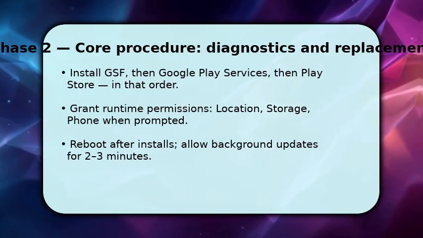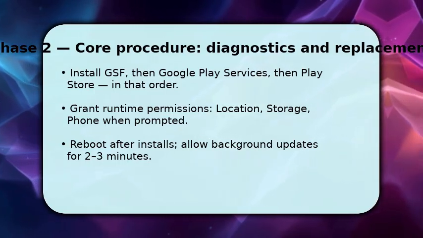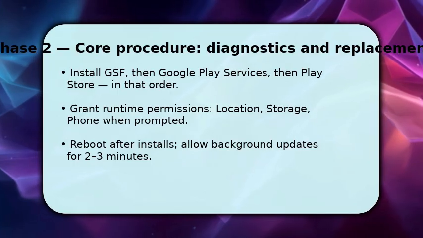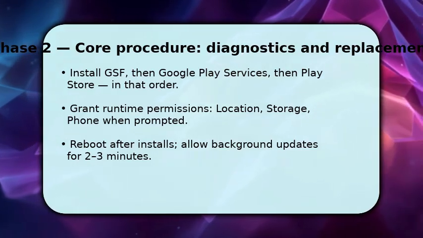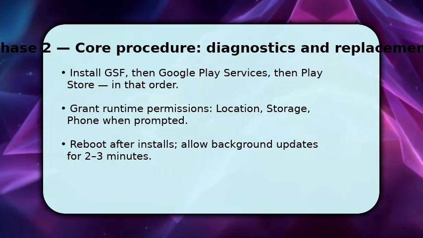Order matters for dependencies. Tap each APK, choose Install, and when apps request permissions, accept location, storage, and phone so sync and updates can function. Once installed, reboot the device to let services bind correctly.